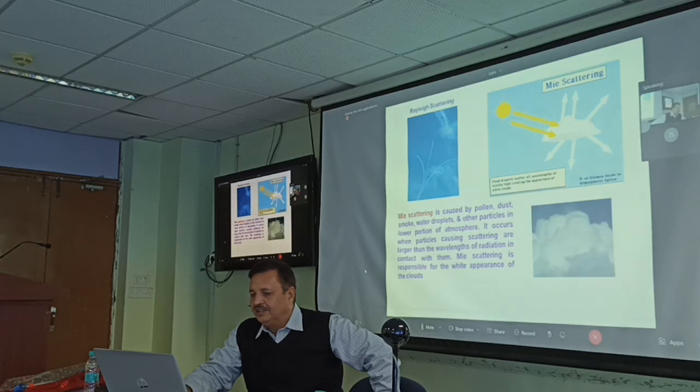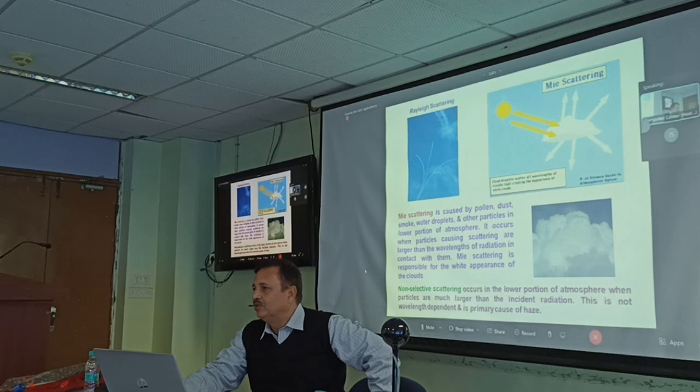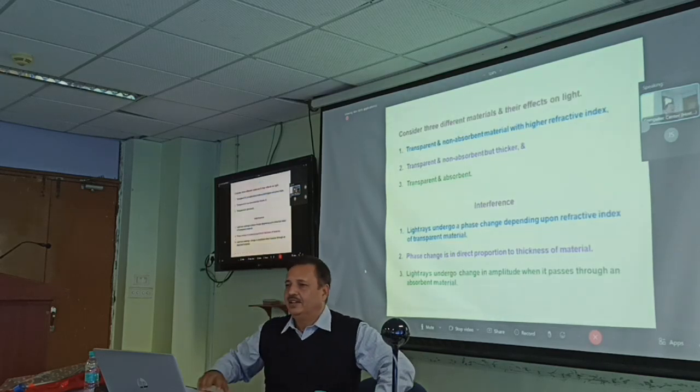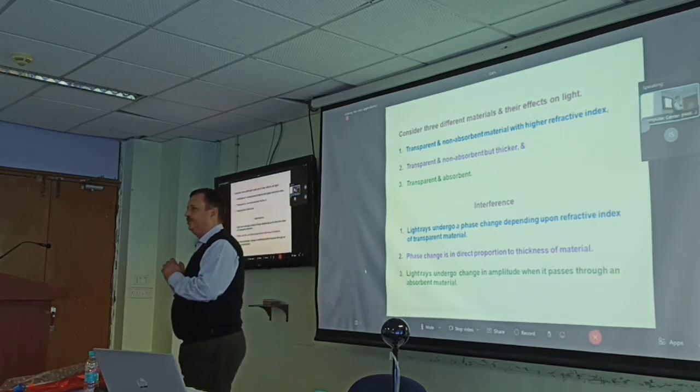And then we have this non-selective scattering, which occurs in the lower portion of the atmosphere, where the particles are much larger than the incident radius. So these are the three types of scattering. Okay, so coming back to the phase contrast.